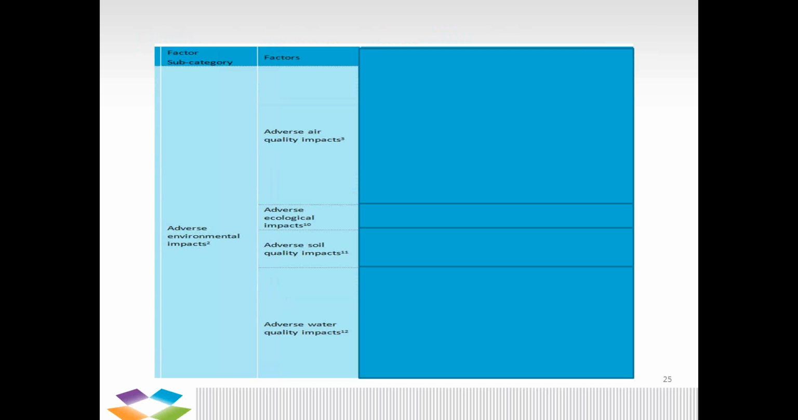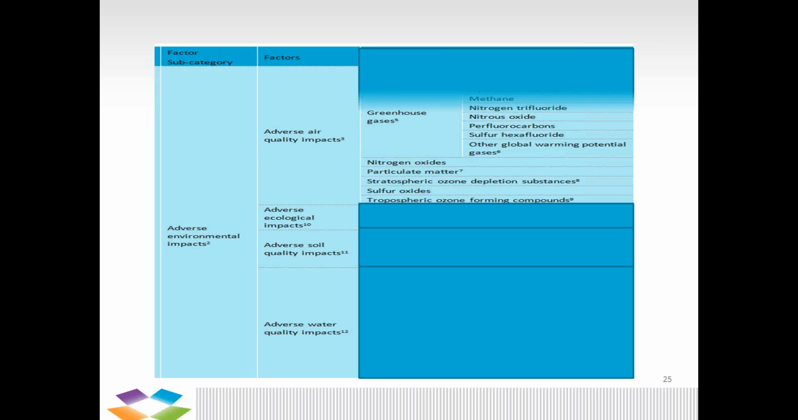I'll just highlight one. If you're talking about adverse environmental impacts, what that means in California is that there are very specific factors you need to consider, and there are layers of this. So you're looking at air impacts, eco impacts, soil, and water. And when you start breaking that down, there are specific things you have to consider, such as California air toxic air contaminants, which are specific, and under greenhouse gases, NOx, SOx, etc.